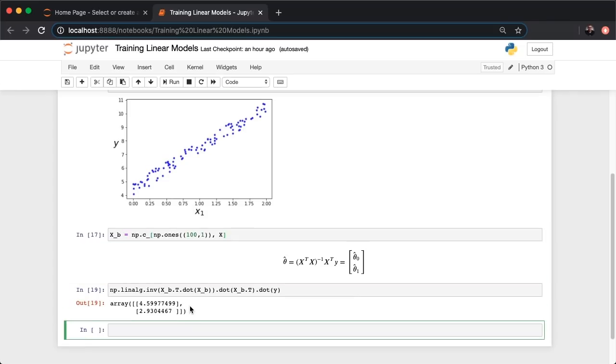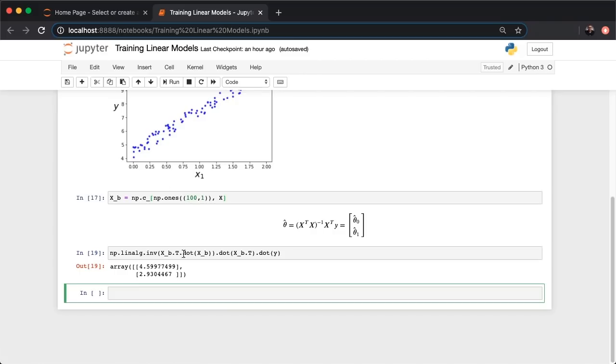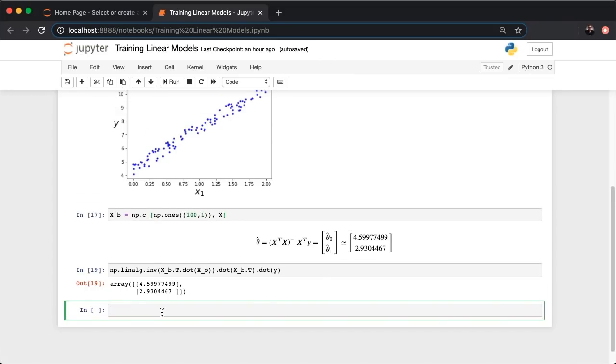Now, ideally, you'd want to see a 4 here because of what we generated. So theta 0 is actually 4 and theta 1 is actually 3. However, this fit gave us a very close estimate, that is 4.59 and 2.93. So we can say that given this model, we got the following. Now you can make predictions based off theta hat.